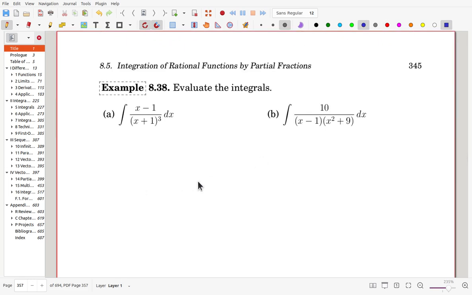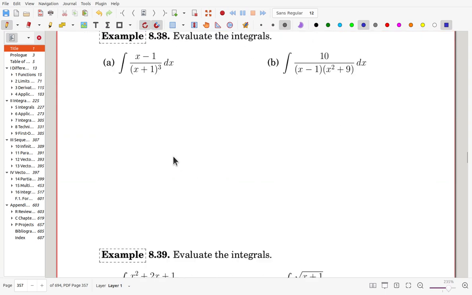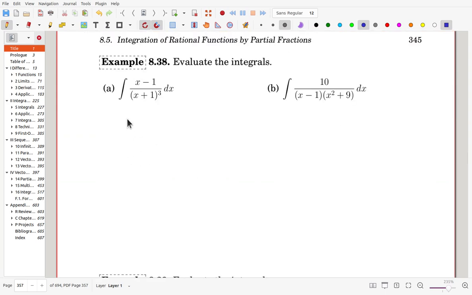Now let's try to evaluate the integrals. For this one, for the integrand, we may start in this way. This is a linear factor, so the numerator must be a constant over x plus 1. Because the power is 3, we have to continue with another constant over x plus 1 squared, and another constant over x plus 1 cubed. Right? Now we have to decide A, B, C.